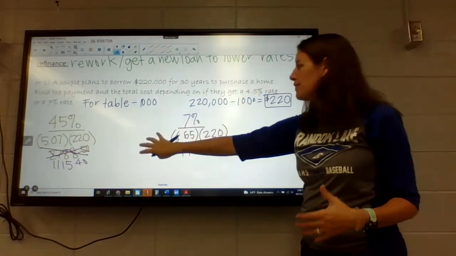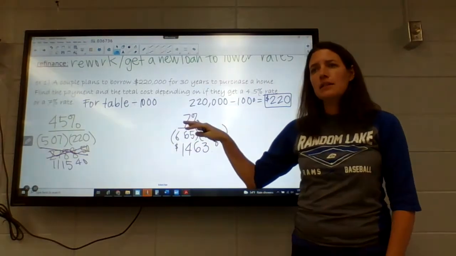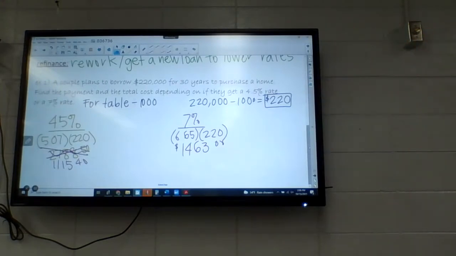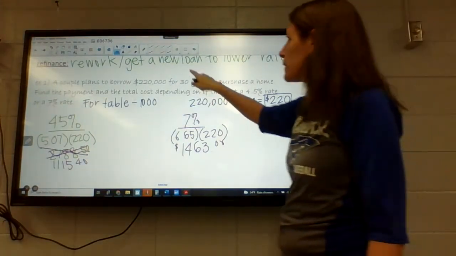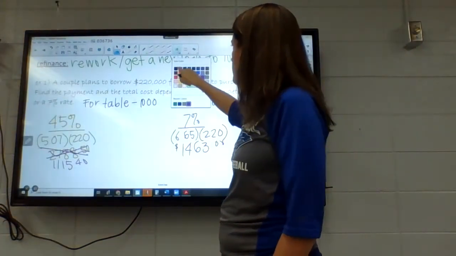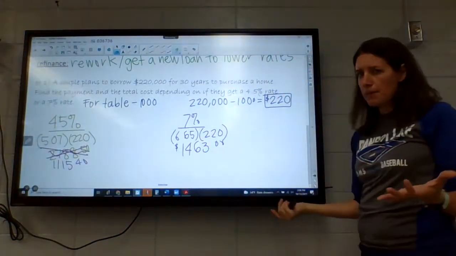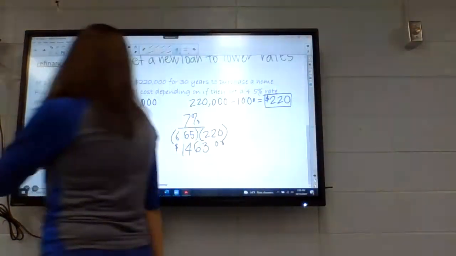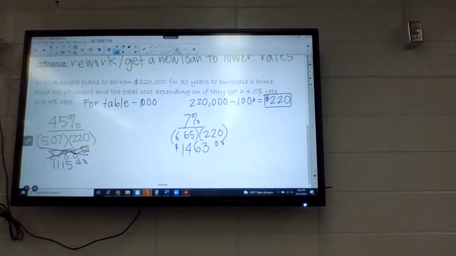So even if you got into your house at 7%, like if your parents talk about refinancing, it probably means there's a lower rate out there, because right now rates are pretty low. So this would be a good time for someone to refinance. They might be thinking about that and that they could cut a ton of money off their loan.